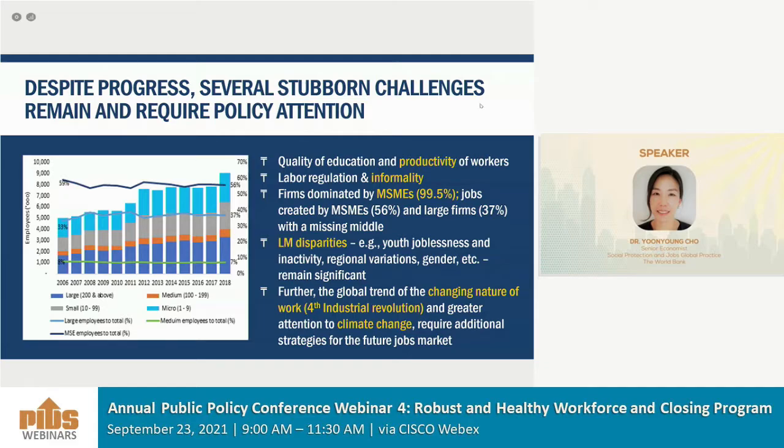Another challenge is labor market disparities and inequality. Youth joblessness and inactivity, regional variations, and gender disparity are features of the labor market disparities and inequality. Finally, on top of all this, the global trends of the changing nature of work, the fourth industrial revolution, automation, and greater attention to climate change and the green economy require additional strategies for the future jobs market. This has been the condition of the Philippine labor market pre-pandemic.